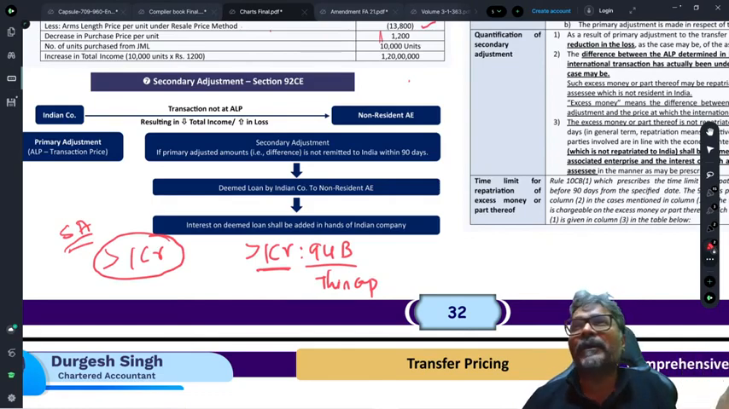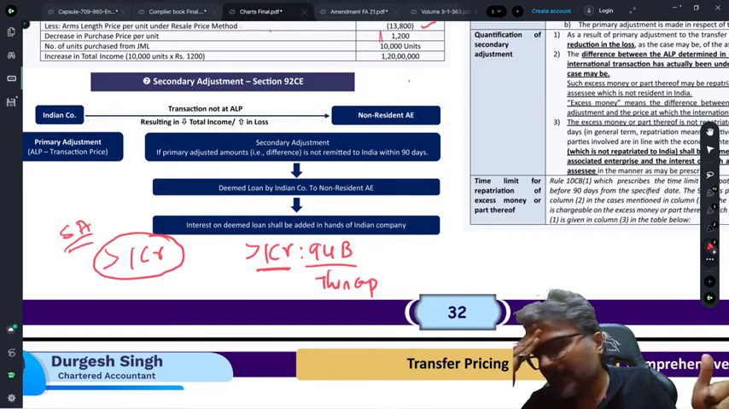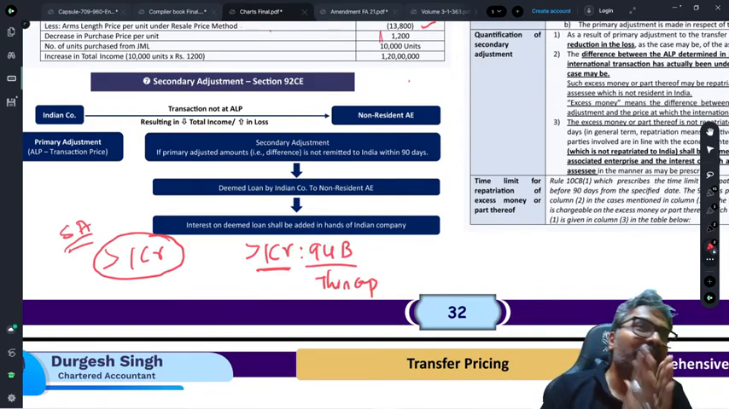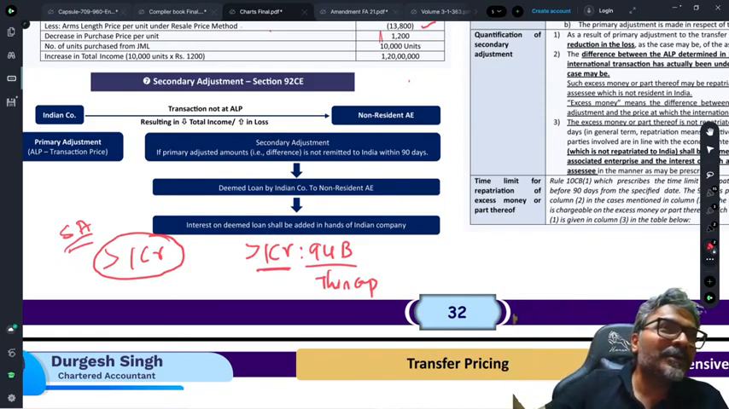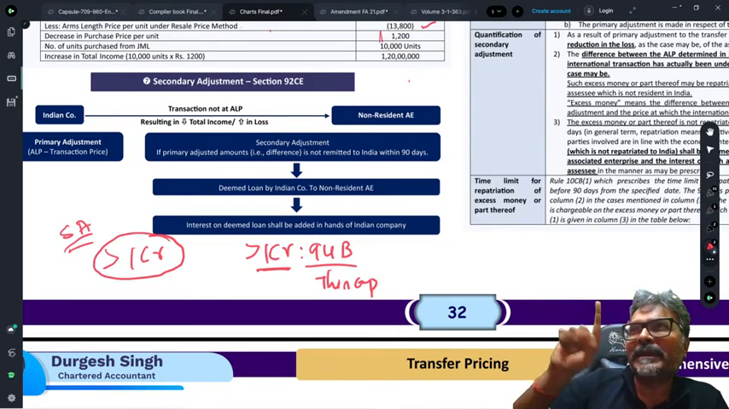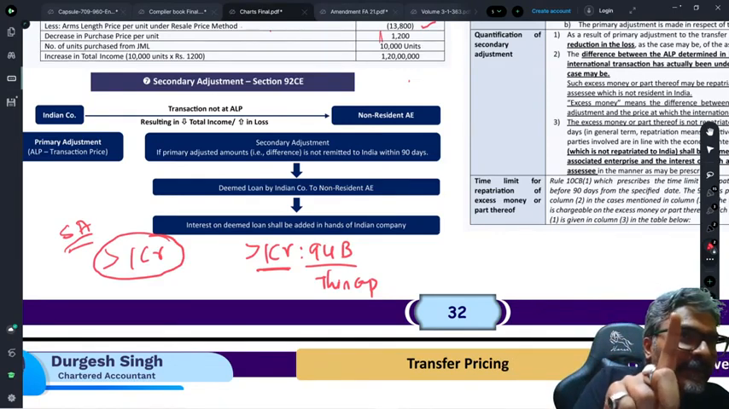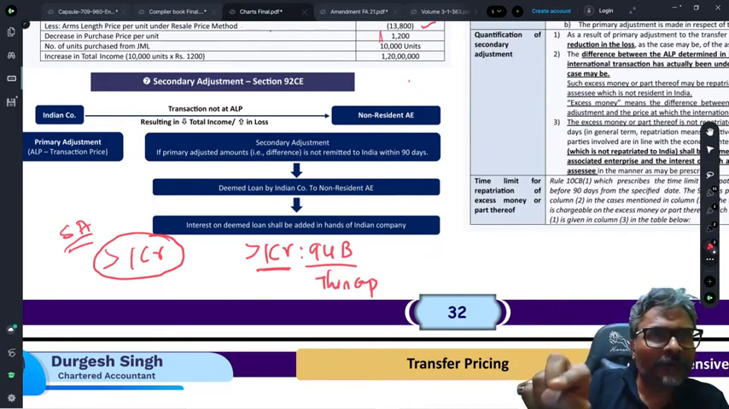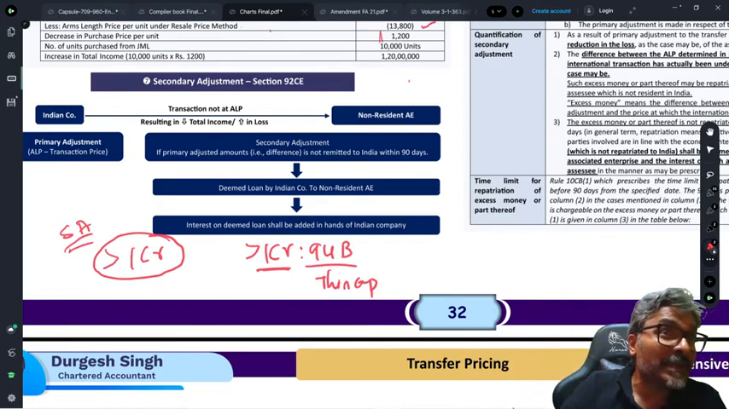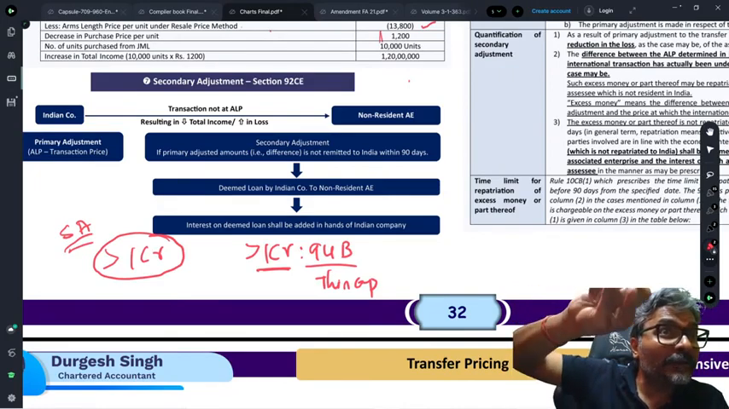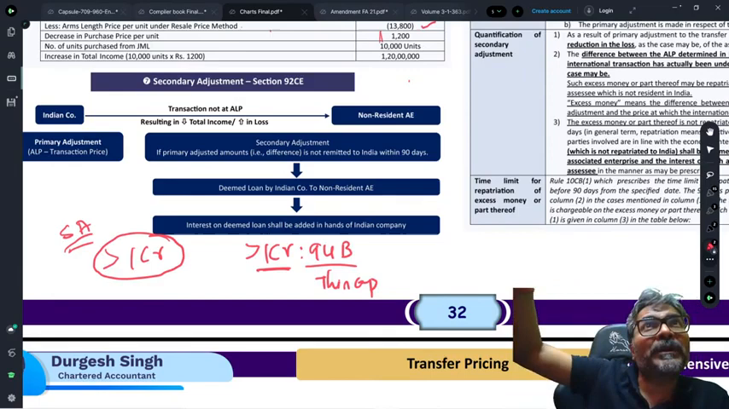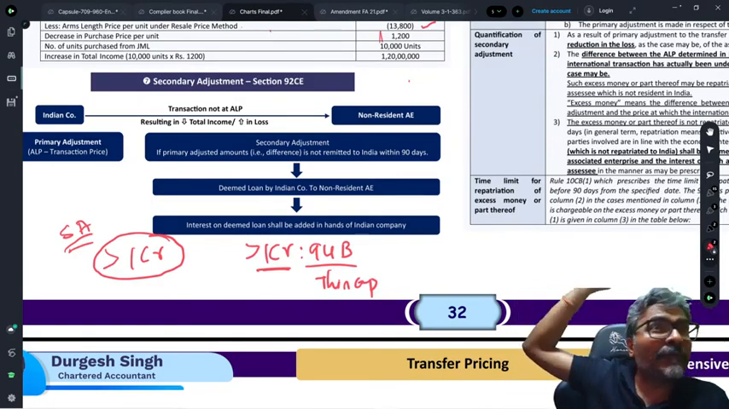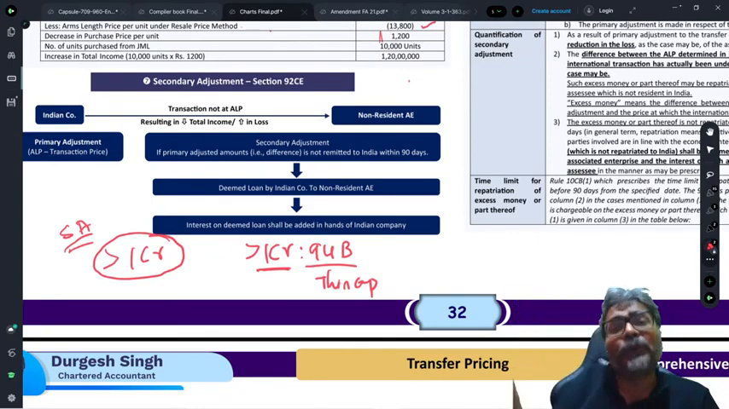The rate of interest, students, will depend upon whether the international transaction is denominated in INR or in foreign currency. If it is denominated in INR, students, then the SBI rate as on the first day of the previous year. In an MCQ question, congratulations, the ICAI gave you the SBI rate on the first day of the previous year as well as the first day of the assessment year. Like for you people, the previous year is 21-22. So ICAI had given you in the question the SBI rate prevailing on 1st April 2021, and they have also given you the SBI rate prevailing as on 1st April 2022.